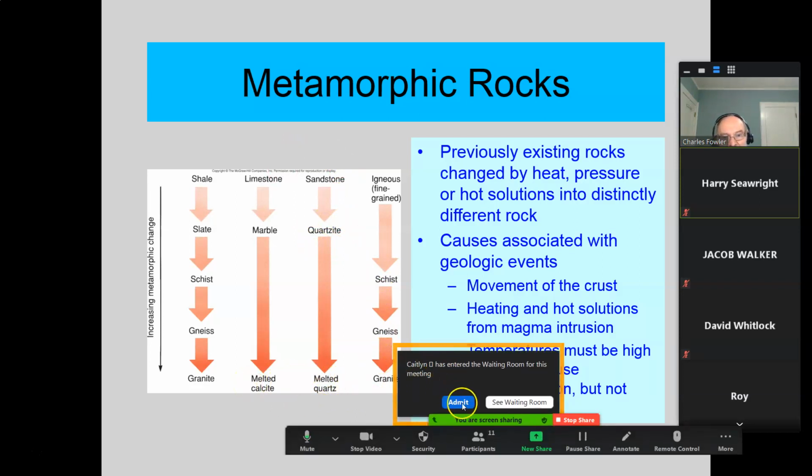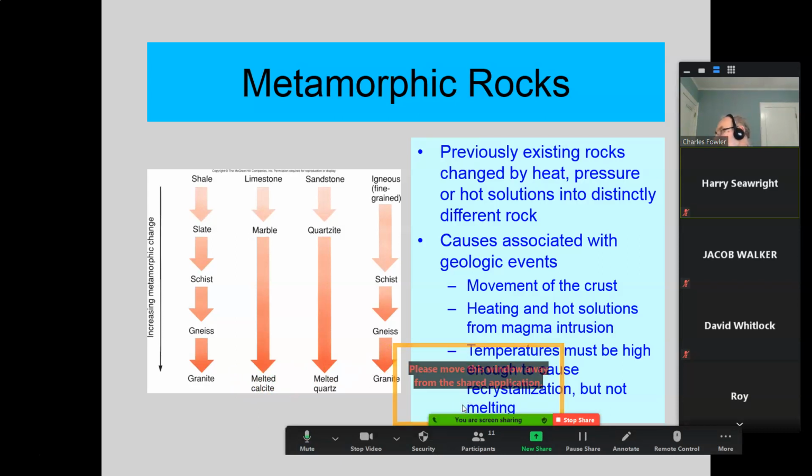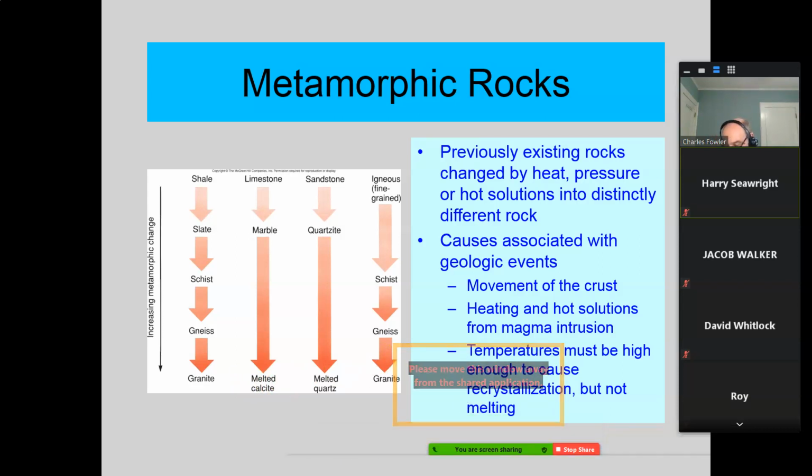And here's Caitlin coming in. So maybe I should have held off a little bit longer. Caitlin's coming in. There she is. Okay.